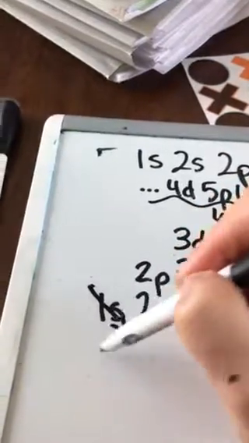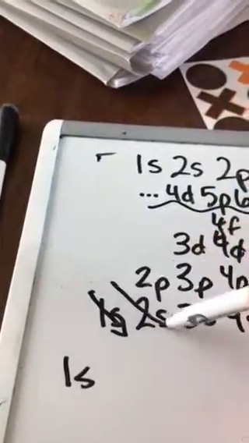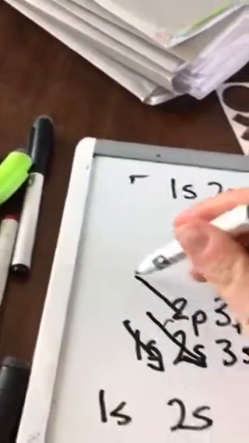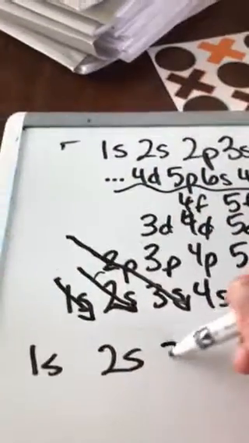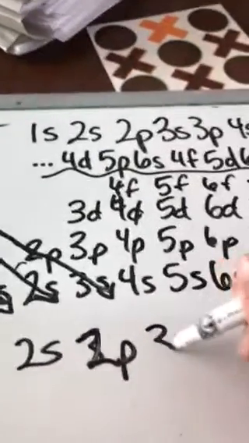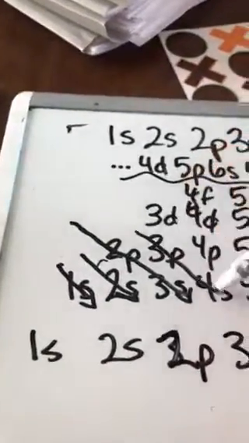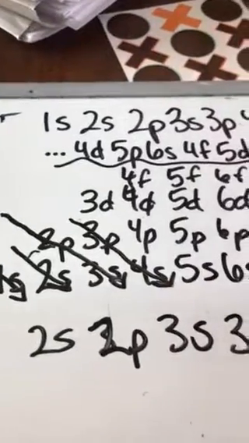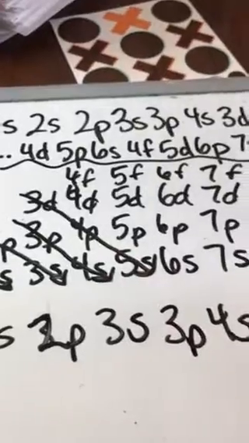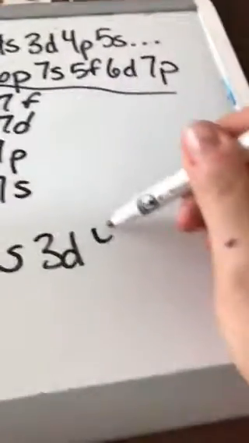It's 1s, 2s, whoops, 2p, 3s, 3p, 4s, 3d, 4p, 5s, and so on.